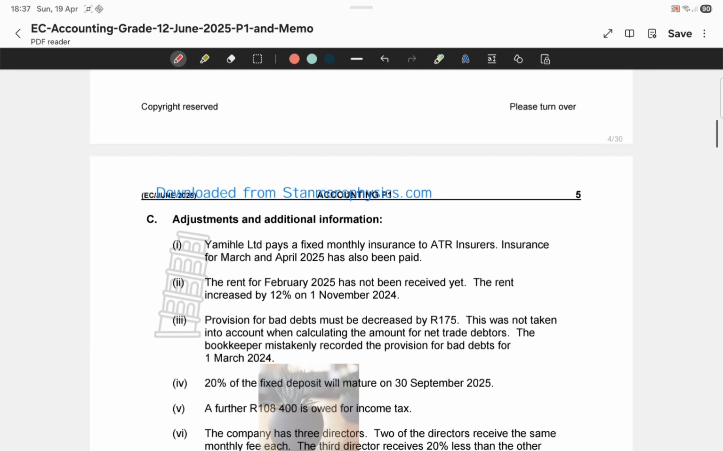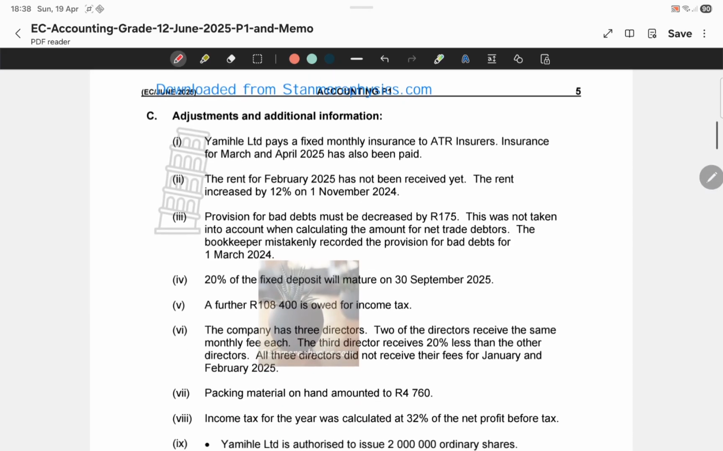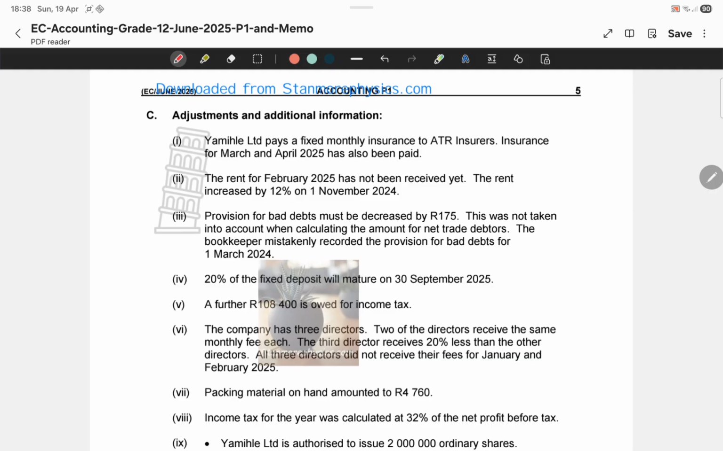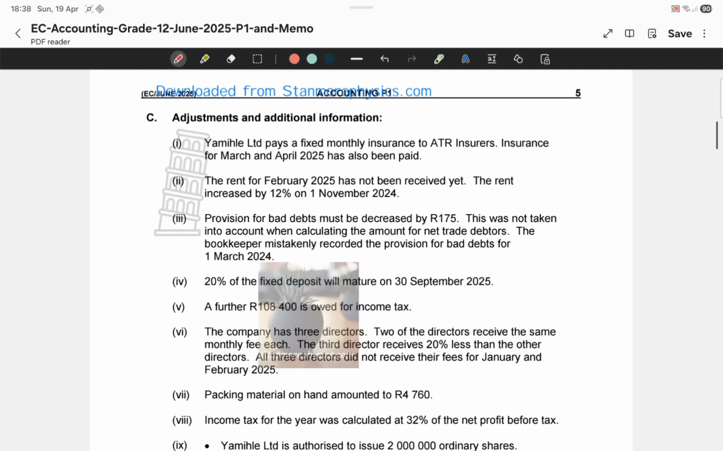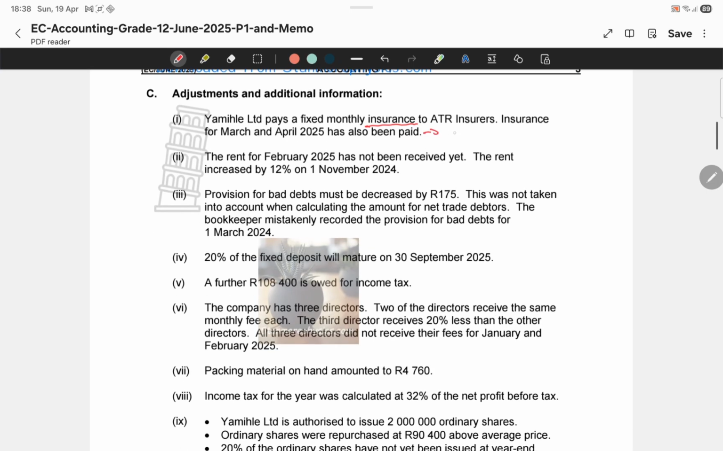Okay, so let's look at the information. Let's first look at all the transactions and see which ones are relevant to the question of the trade and other receivables note. Okay, number 1, we have an insurance transaction. It says Yamitle Ltd pays a fixed monthly insurance to ATR insurers. Insurance for March and April has also been paid. This is a prepaid expense. Okay, so it means it also affects the trade and other receivables note.